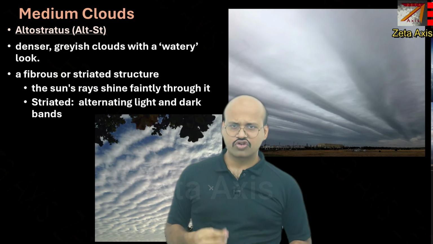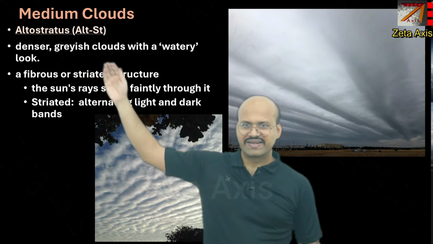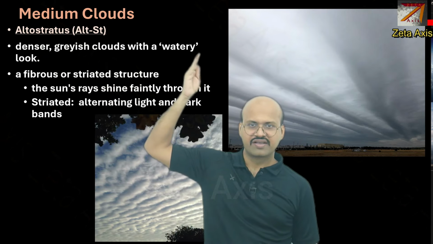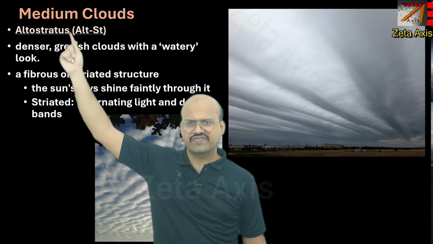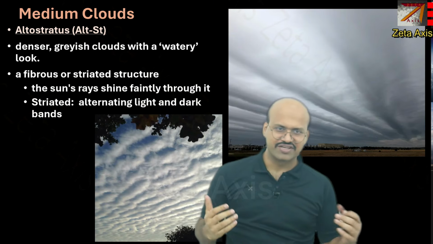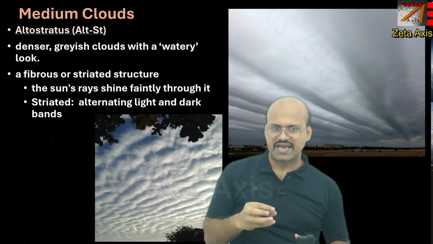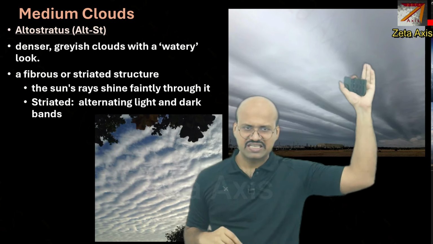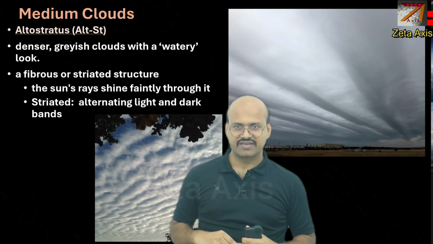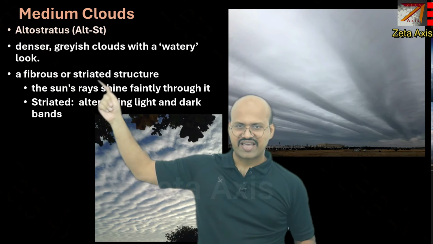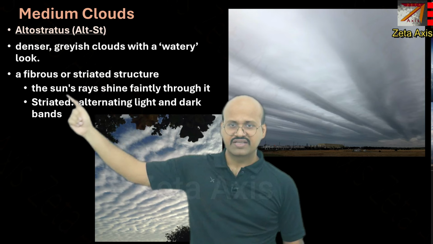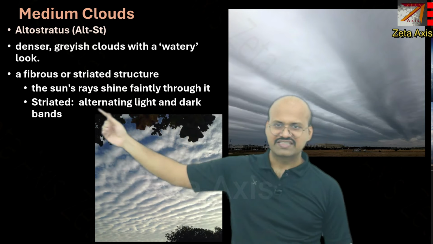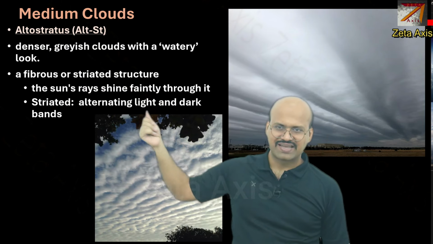Next is Altostratus clouds. They are denser, grayish colored and with a watery look. Now we have discussed that stratus clouds are more evenly distributed. They are not patchy like the cumulonimbus clouds. So here we can see that they have slightly even distribution across the sky. They are again fibrous and striated structure. The sun's rays shine faintly through it, and striated means alternating light and dark bands.